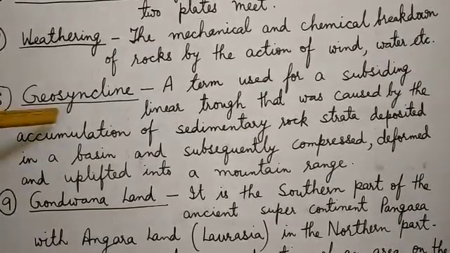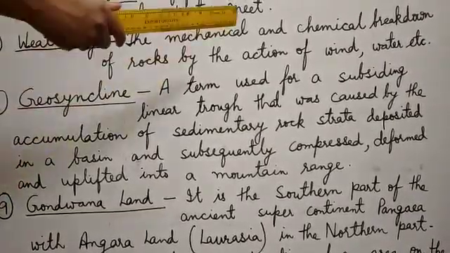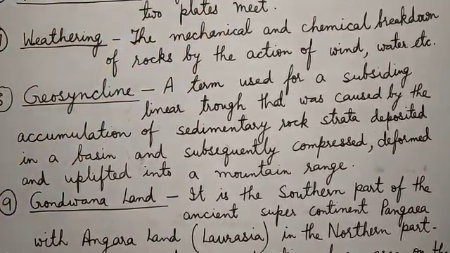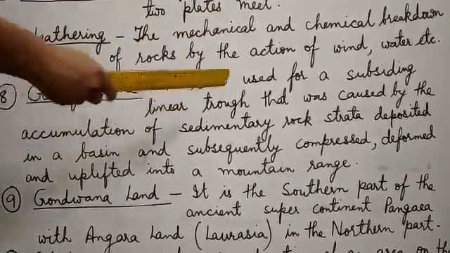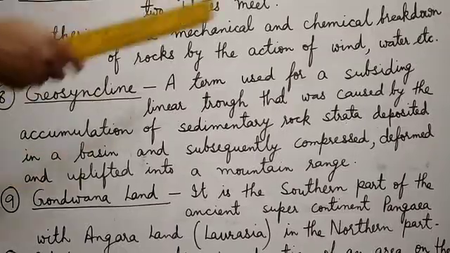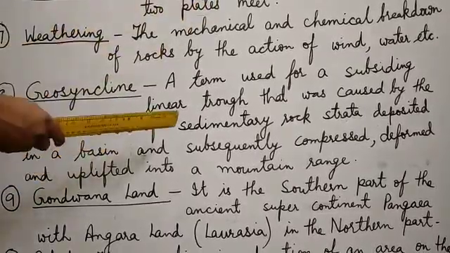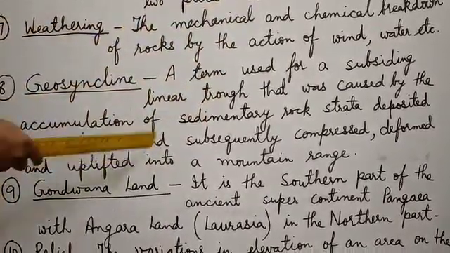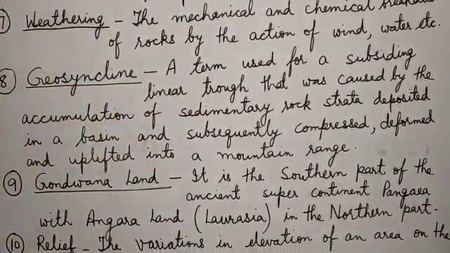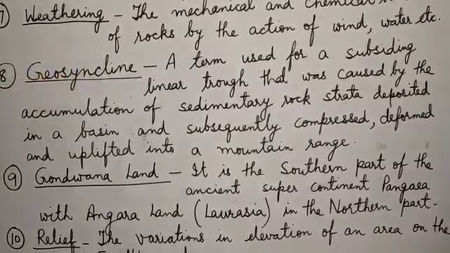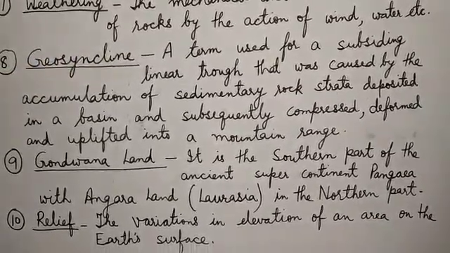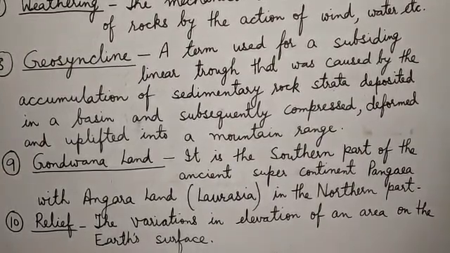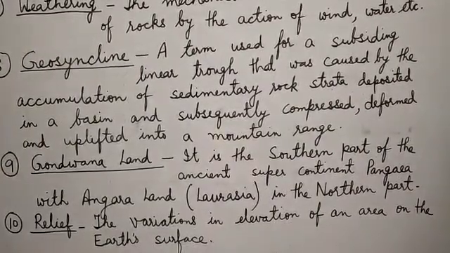Next is geosyncline, a term used for a subsiding linear trough that was caused by the accumulation of sedimentary rock strata deposited in a basin and subsequently compressed, deformed and uplifted into a mountain range. So that geosyncline was the Tethys geosyncline, a sea. There was only one sea, geosyncline, that was the Tethys Sea.